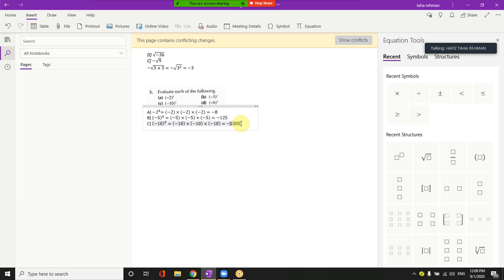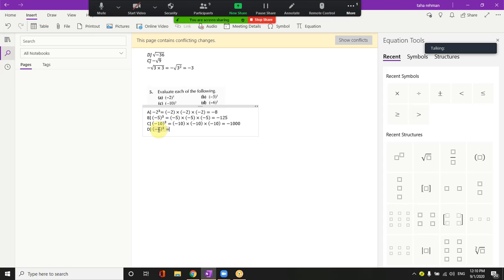Now you need to solve -6 whole cube for me. Hurry up, guys, hurry up. I need the solution.